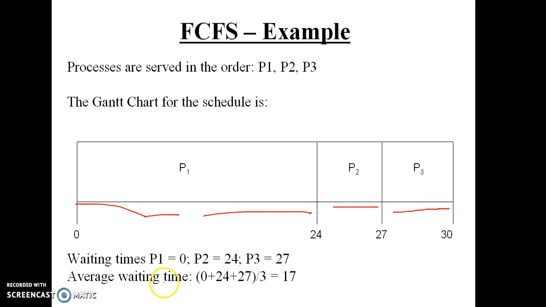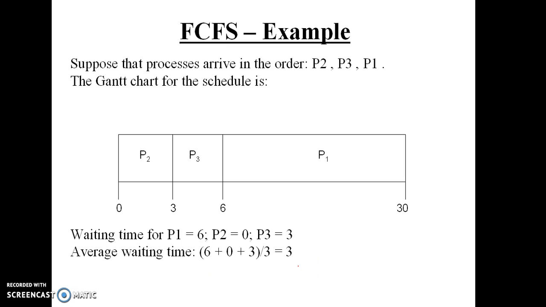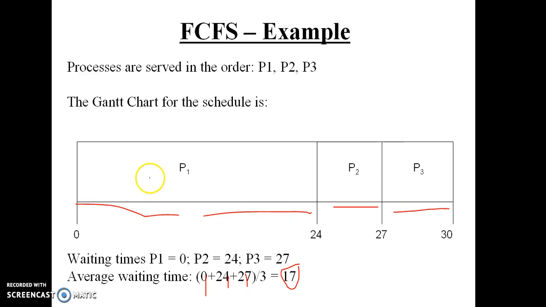Now we calculate the average waiting time. The waiting time of P1 is 0, waiting time of P2 is 24, waiting time of P3 is 27. So the addition divided by the number of processes gives an average waiting time of 17 milliseconds for this FCFS example.